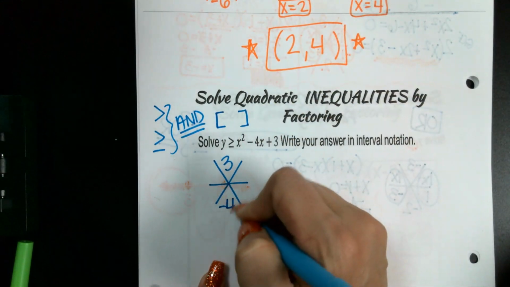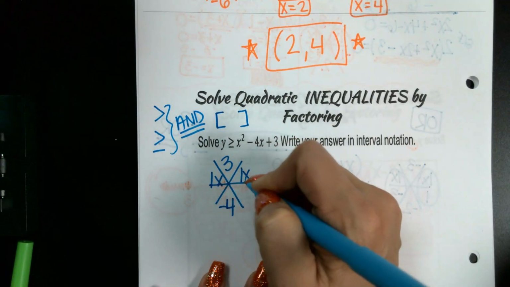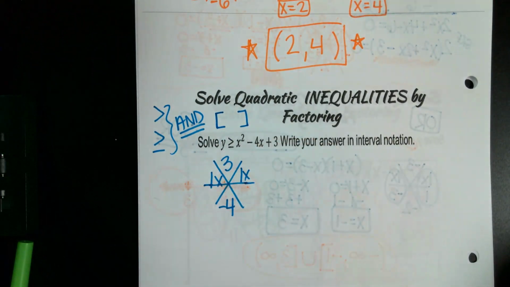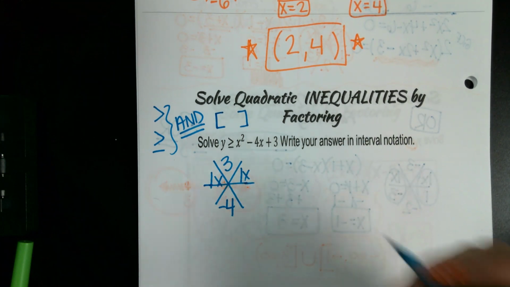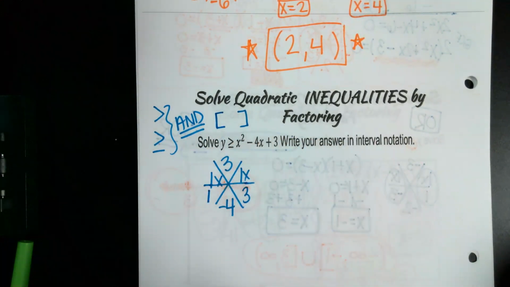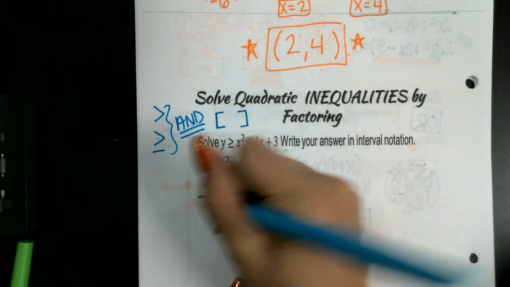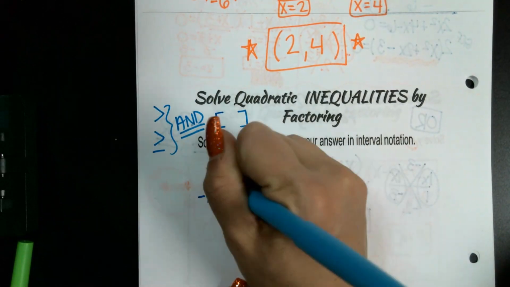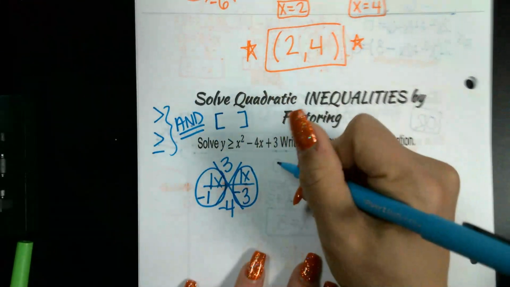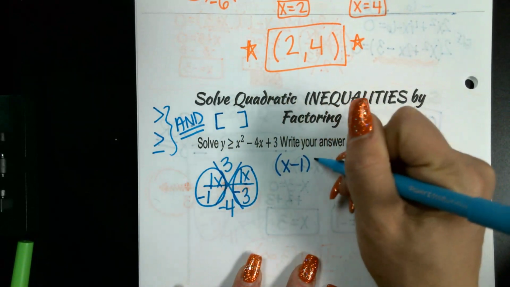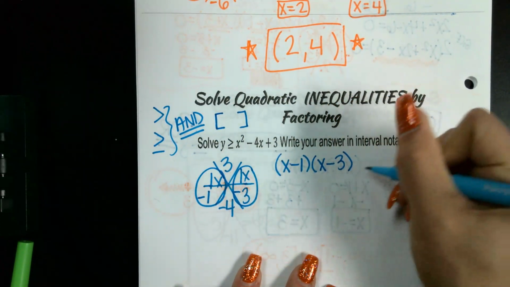Positive 3, negative 4. At least they're being nice. If you have a 3, there's only one way to make 3. It's 1 and 3. 2 positives, 2 negatives, or 1 of each. Both. Did you say both negative? Both negative. So x minus 1 times x minus 3.